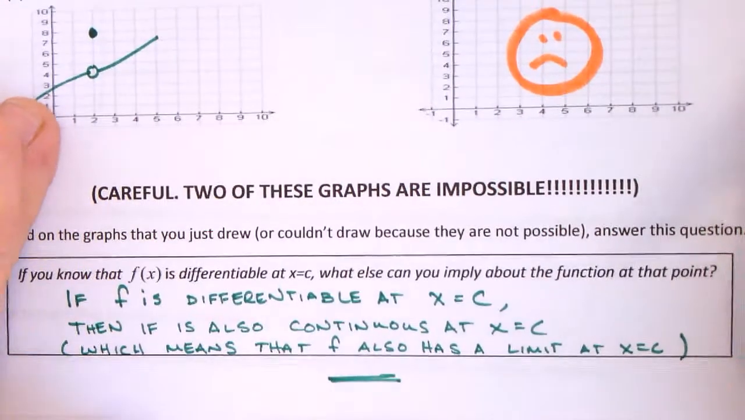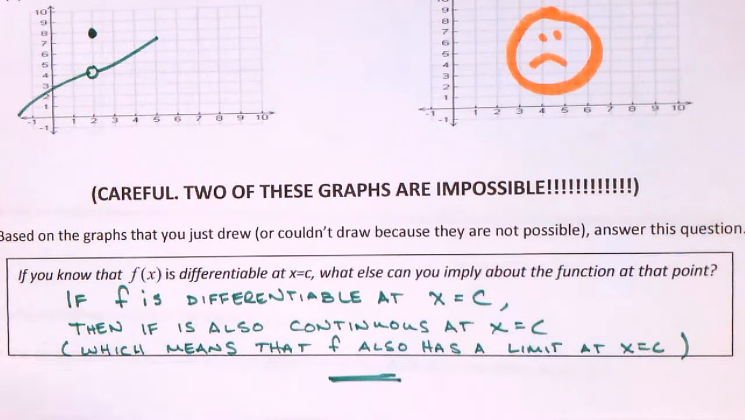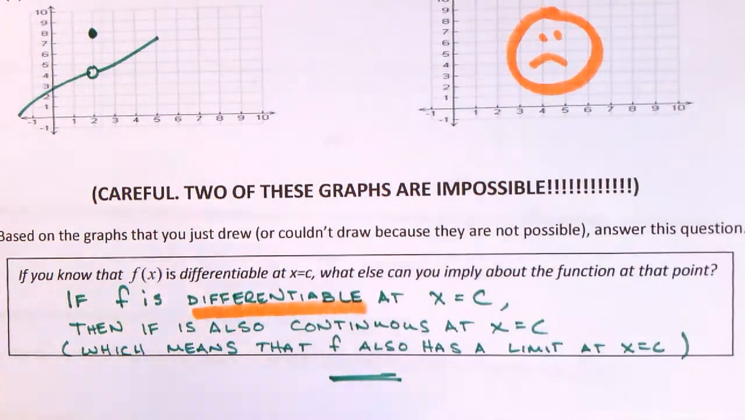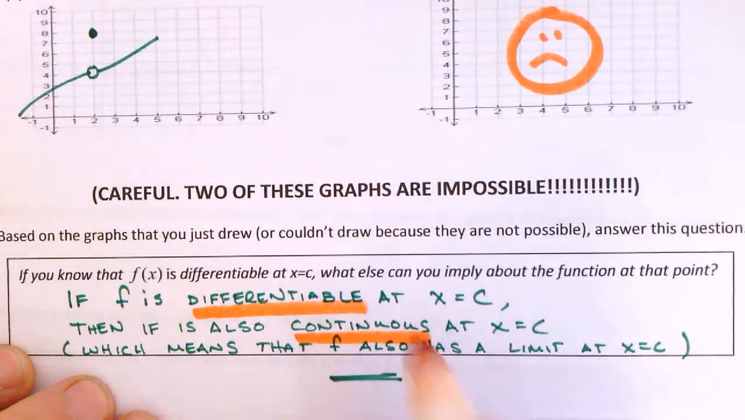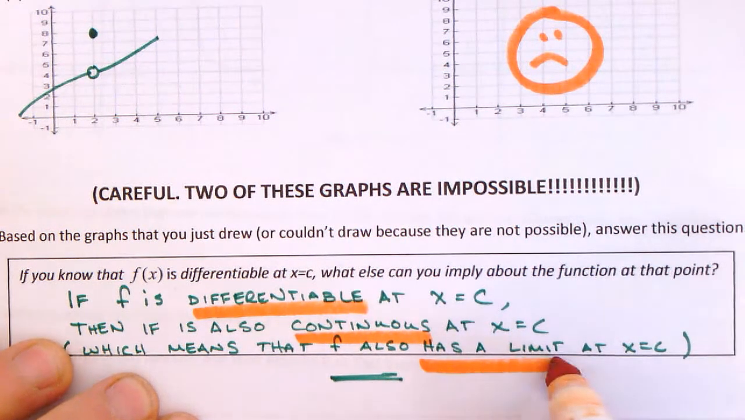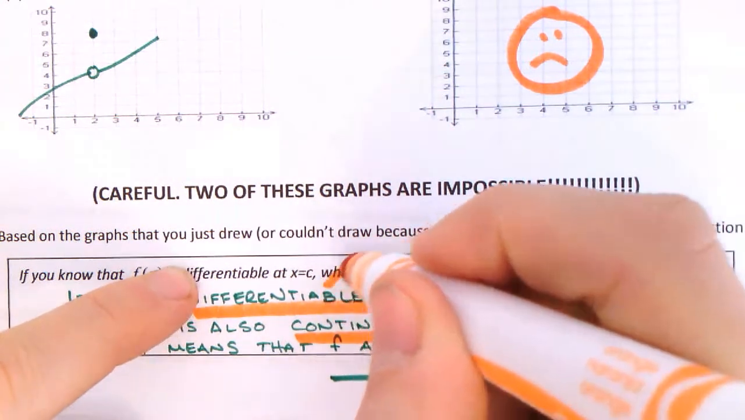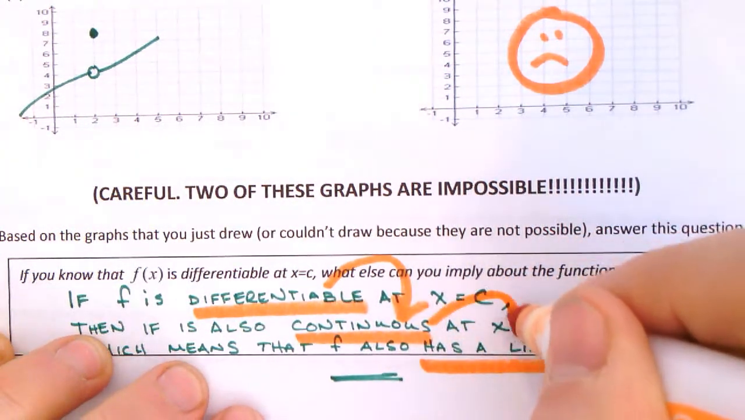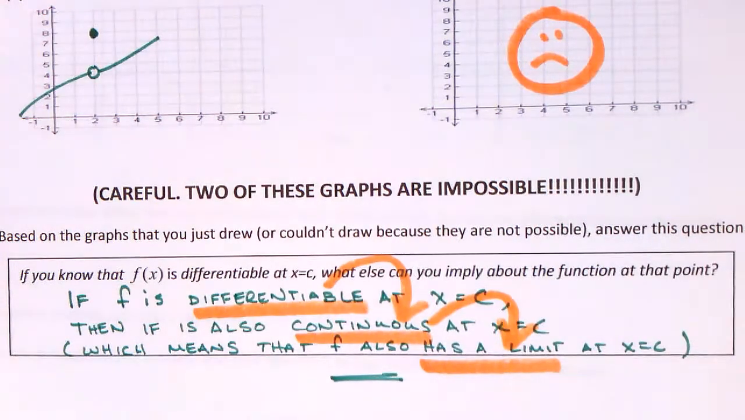So we come down here. Here's what we figured out. If f is differentiable at a point, then it is also continuous at that point. And we know that if it is continuous at the point, that means that it has a limit. So differentiable implies continuous, and continuous implies limit.